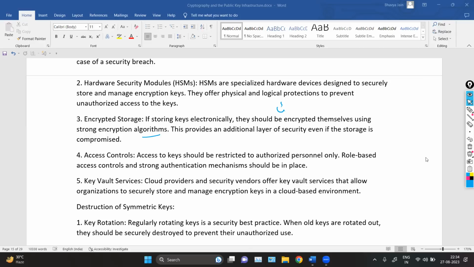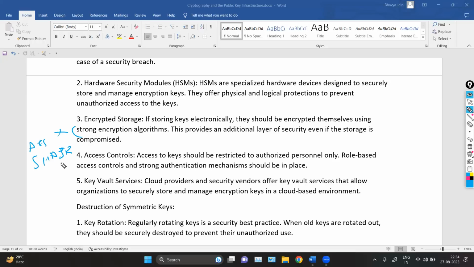Encrypted storage means that whenever we protect data using encryption, we also protect the keys. If you are storing the keys on a server or any cloud service, you can also encrypt your keys. We can encrypt using various algorithms, like AES, which is among the strongest.